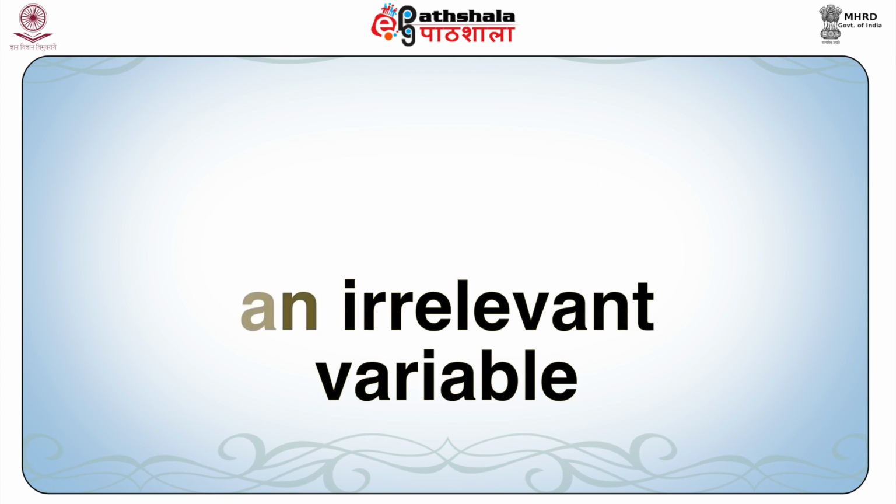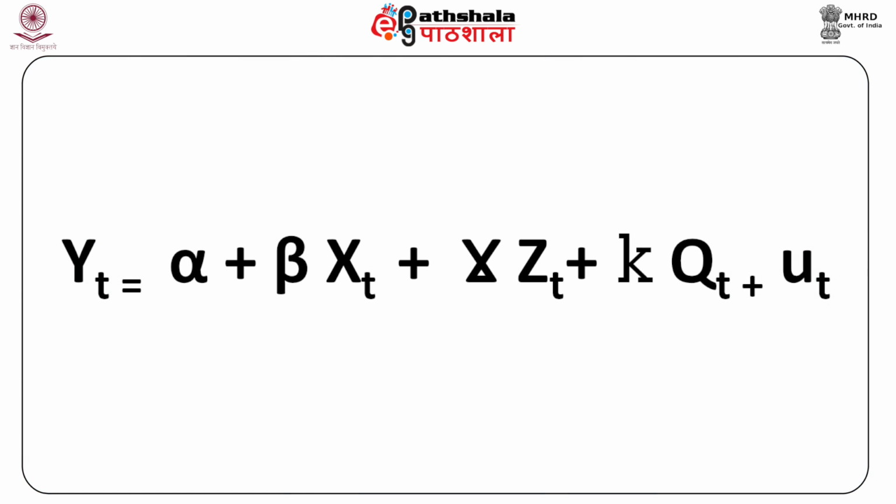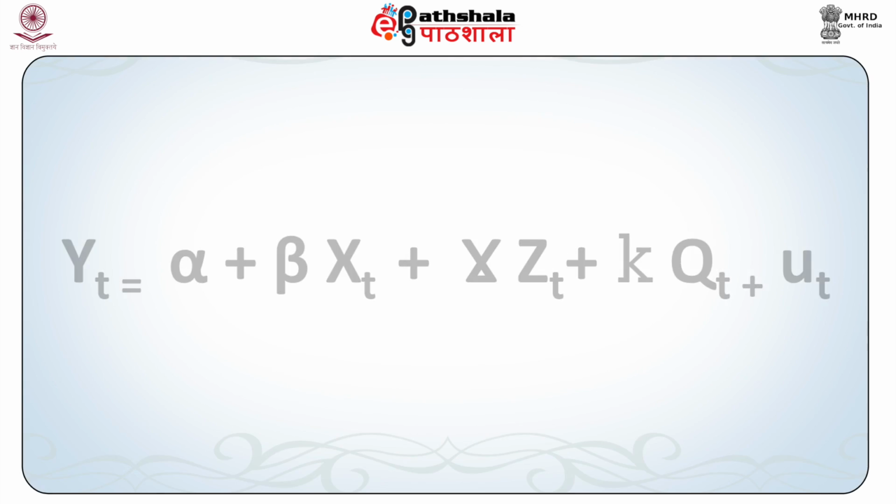Inclusion of an irrelevant variable. Suppose the estimator believes that a variable qt denoting the hours labor spent talking should be included in estimating the production function, and hence the estimated model now becomes yt is equal to alpha plus beta xt plus gamma zt plus qt plus mu t. By estimating this above equation, the estimator commits an error of including an irrelevant variable.